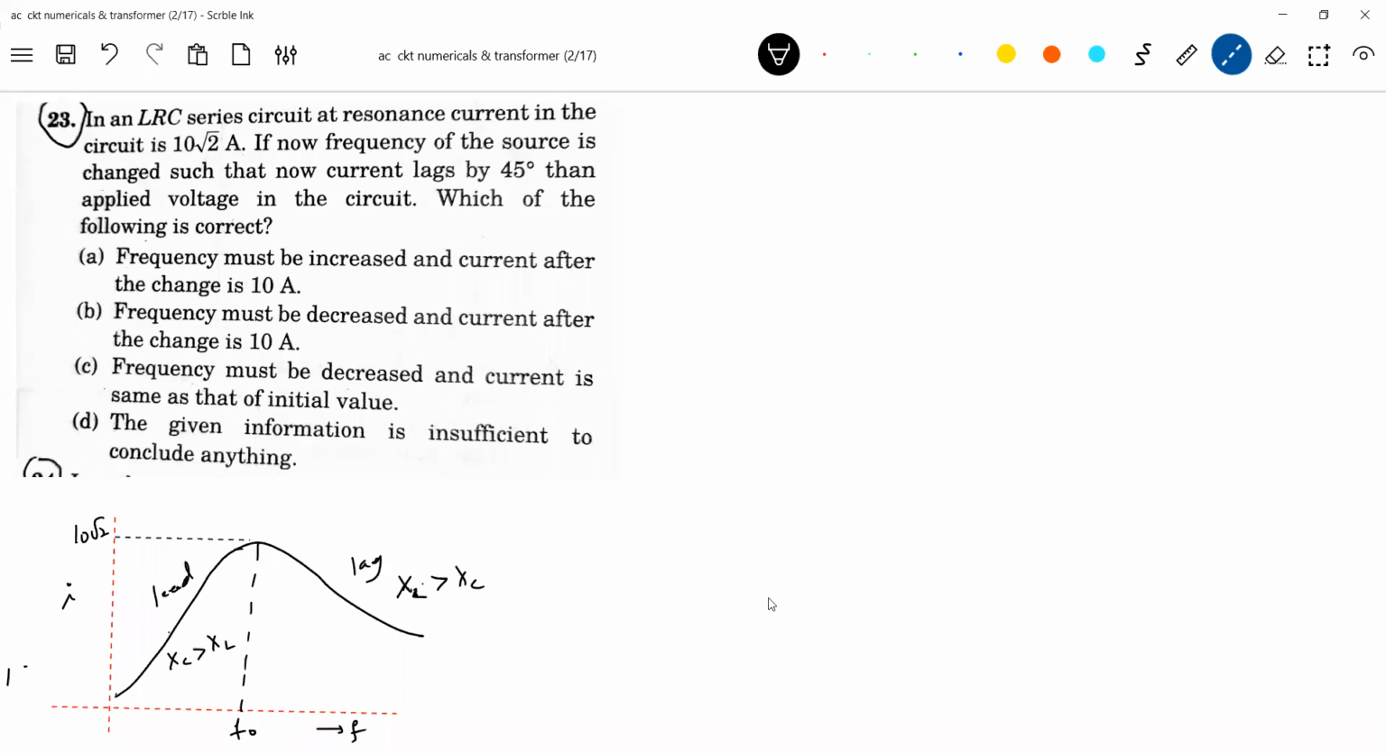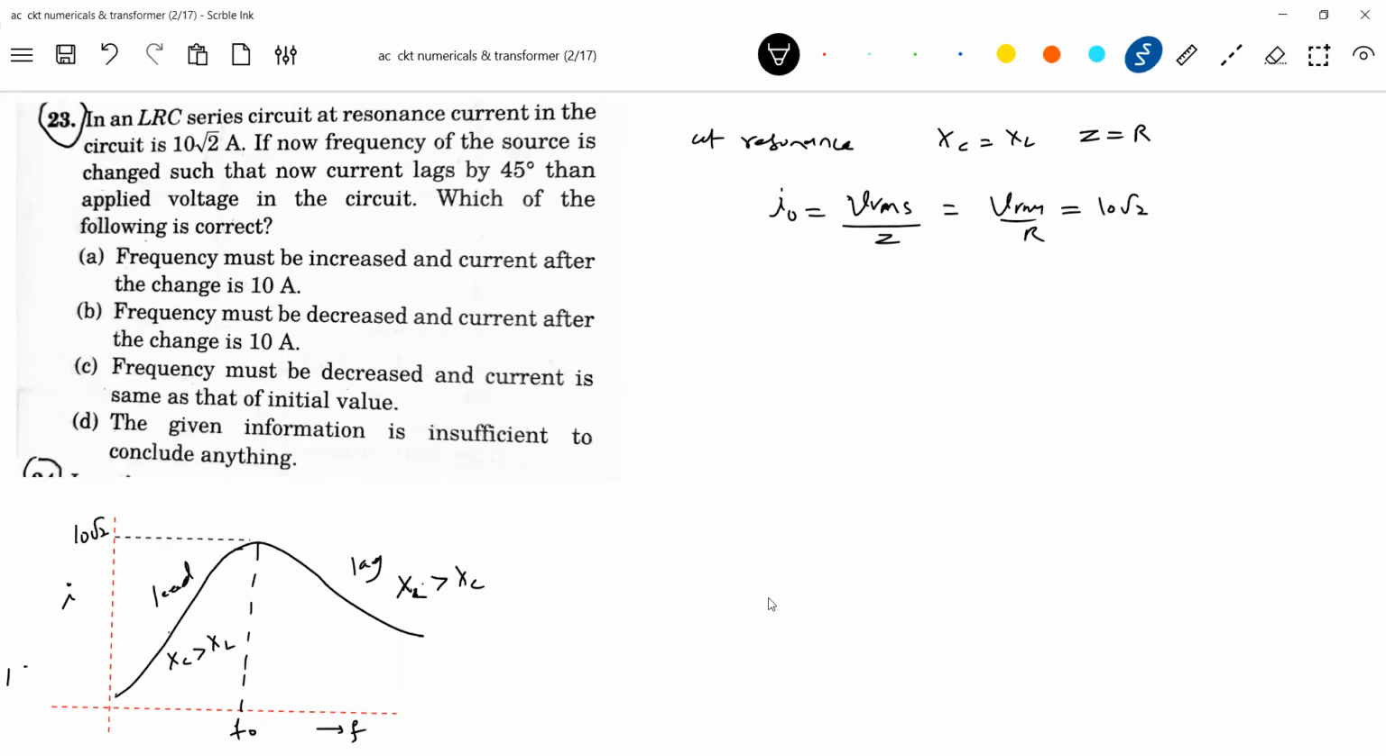Say at resonance, we'll do one thing. At resonance, what are the conditions? First, at resonance, XC should be equal to XL, and impedance should be equal to R, and the current is 10 root 2. So the maximum current that flows should be equal to VRMS by Z. So this should be VRMS by R. And what is the I naught value? This is equal to how much? 10 root 2. This was given.